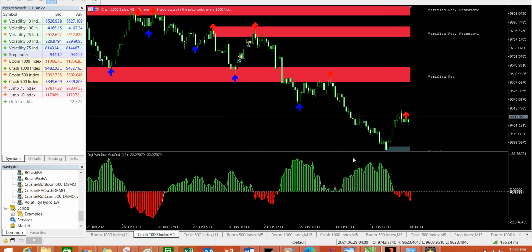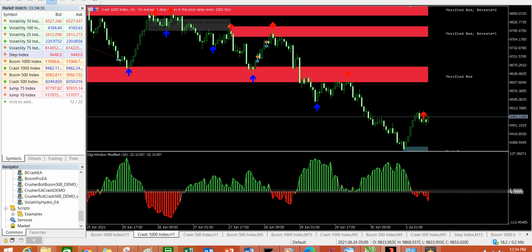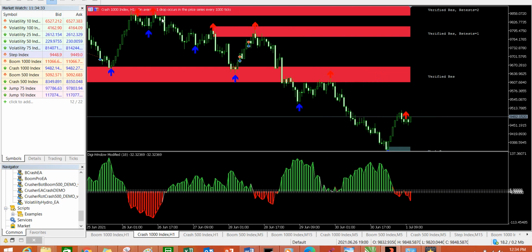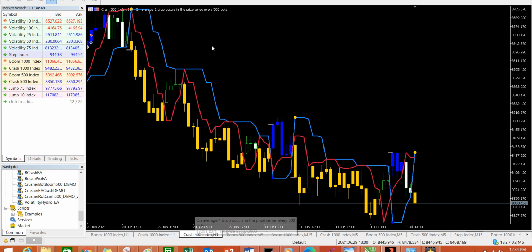So let's check out Crash 1000. For Crash 1000, this is also the 1 hour time frame. I'm using the crusher indicator. As you can see, the downtrend started right from here, and it has been going down and up, down and up. This time around it is still on a downtrend. So for those of you that would love to trade it, check it out. It is still on a downtrend, so make sure you do your analysis very well before you jump into the trade.